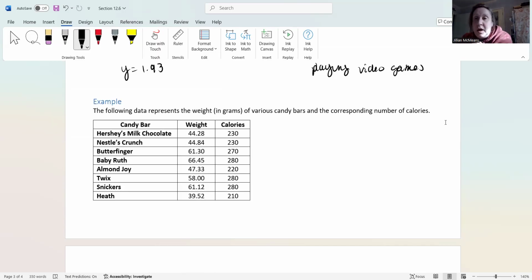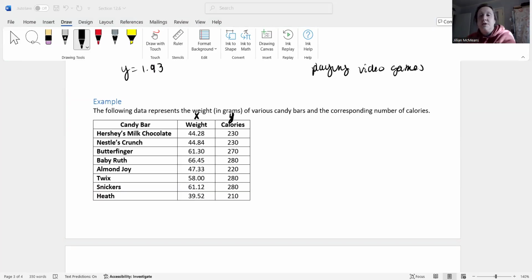We have the corresponding weight in grams. We want the weight to be the x, and we're going to let the corresponding calories be the y. Okay, so make sure you write this down, get it in your notes, pause the video if necessary, and then we're going to scoot over to the calculator.